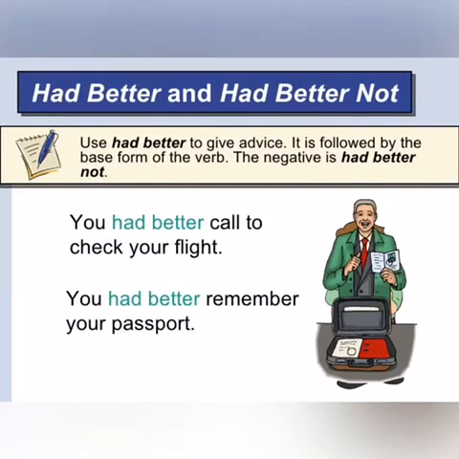Now let's talk about had better and had better not. Use had better to give advice. It is followed by the base form of the verb. The negative is had better not. So, for example, you had better call to check your flight. And the next example is you had better remember your passport.